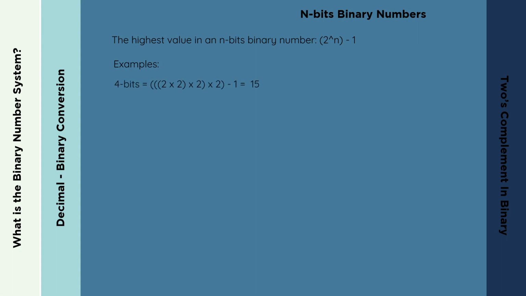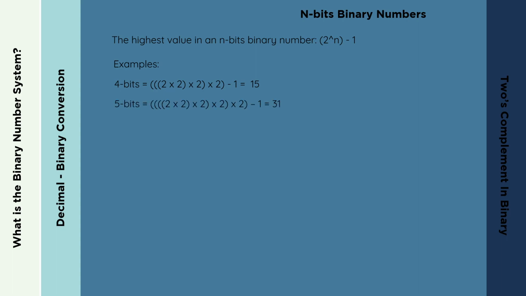Let's take, for example, 4 bits. We would have 2 to the power of 4, so 2 times 2, which is 4. 4 times 2 is 8. 8 times 2 is 16, minus 1, which is 15. This means that the highest decimal number that can be displayed in a 4-bit binary value is 15. A number from 16 and beyond, you will need a bigger bit binary.